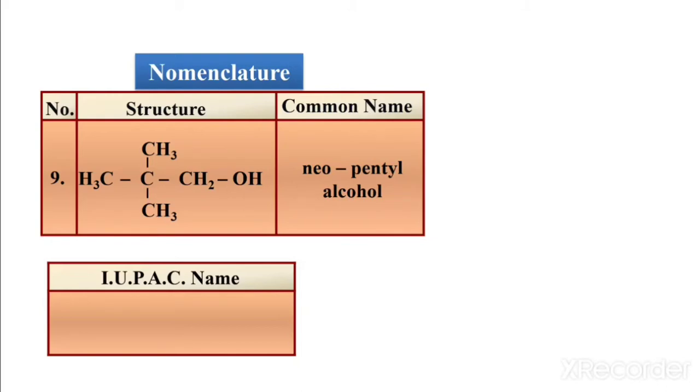That is its common name. For the IUPAC name, first give numbering, starting from the hydroxyl, that means this is 1, 2, 3. Therefore the name of the compound is, here at the 2 number position there are 2 methyl groups, therefore 2,2-dimethyl, and 3 carbons, therefore propan-1-ol.